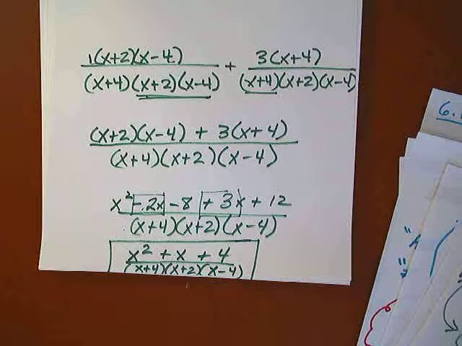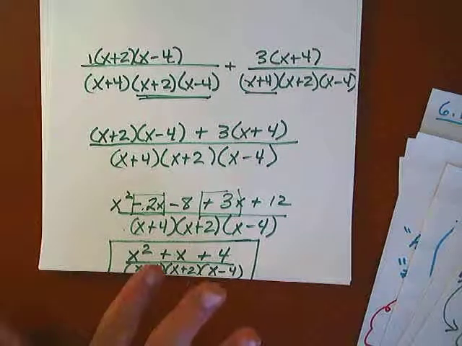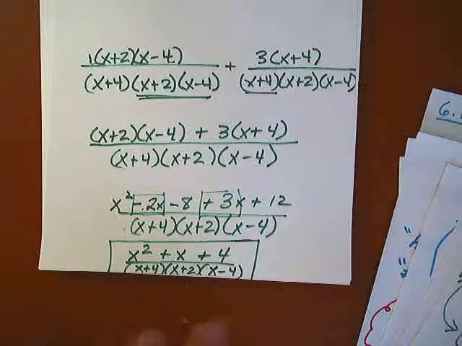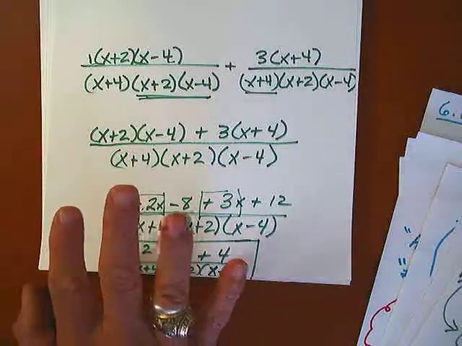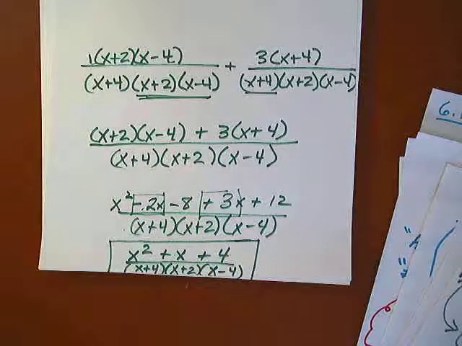And the 2x and 3x will combine, and that'll give you x squared minus 2x plus 3x is positive x, minus 8 plus 12 is positive 4, over x plus 4, x plus 2, and x minus 4. And I don't think that's factorable because 1 and 4 and 2 and 2 will not give you 1. So that is your final answer.